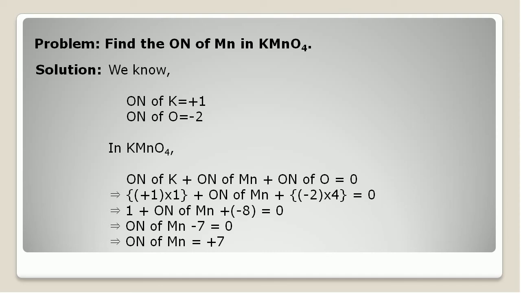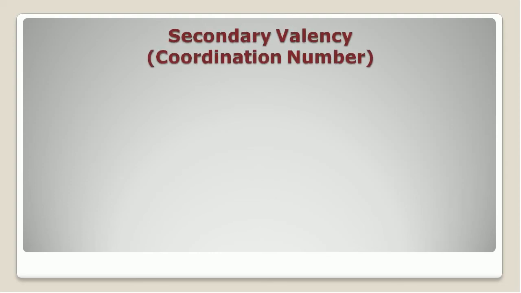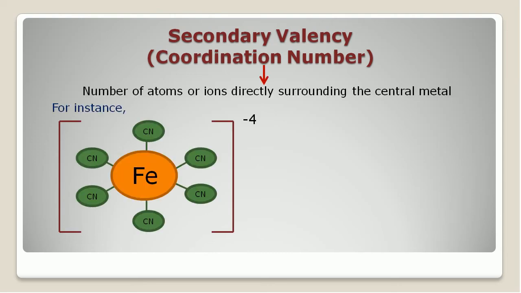Now that we understood the oxidation number, that is the primary valency, let us move forward to understand what is coordination number, that is secondary valency. It is the number of atoms or ions directly surrounding, that is directly bonded to the central atom. For example, in a complex ion, the iron atom, which is the central metal atom, is bonded to 6 cyanide ions. Then its coordination number will be 6.